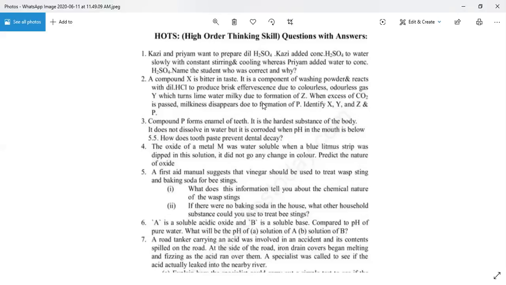Ma'am, it is acidic. Oxide of metal M was water soluble. When a blue litmus strip was dipped in this solution, it did not show any change. Predict the nature of oxide, which is metal M. It's a metal oxide, which is also soluble.